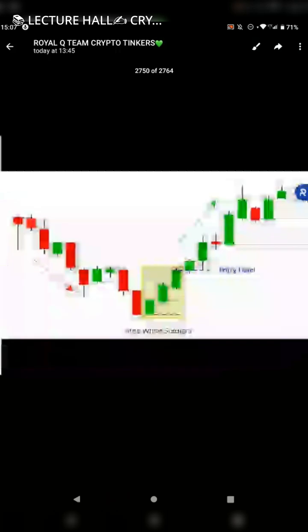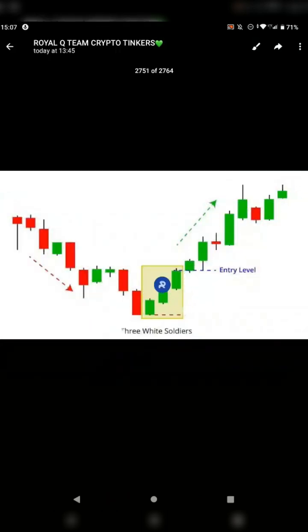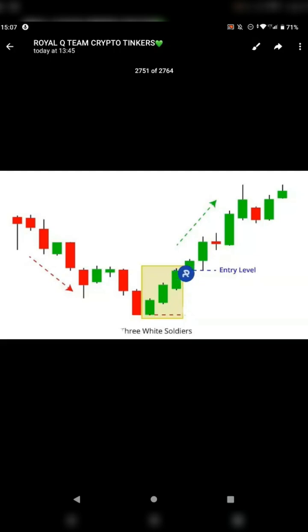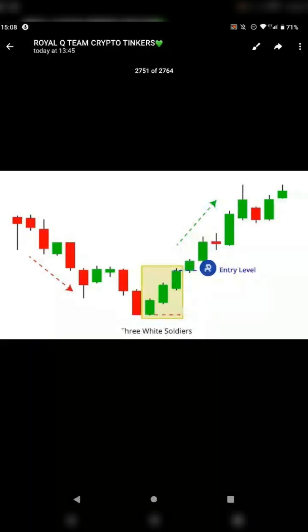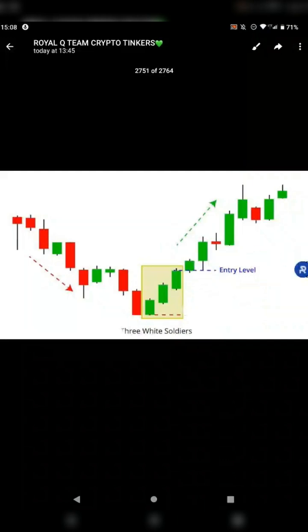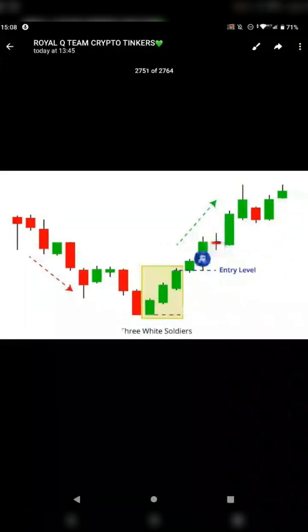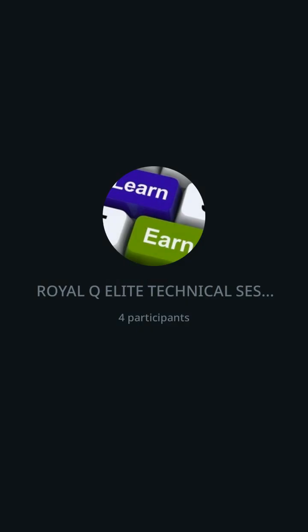Okay, so you see this is the 3 white soldiers. You can see the trend went down and then it's reversing. You see the 3 white soldiers right here, and then just at the close of the third candle, the entry was placed over there, and then when the market came there, it touched it first, and then the second one, it also touched it, and then just a candle or two, you are out of the market, and then you look for another opportunity. Don't stress yourself.